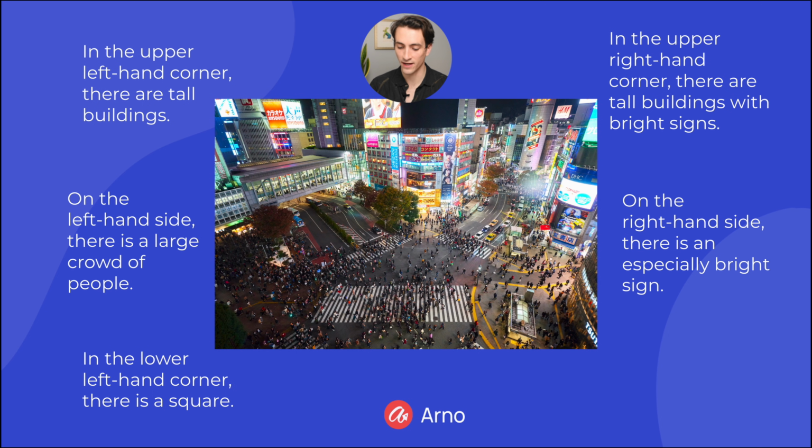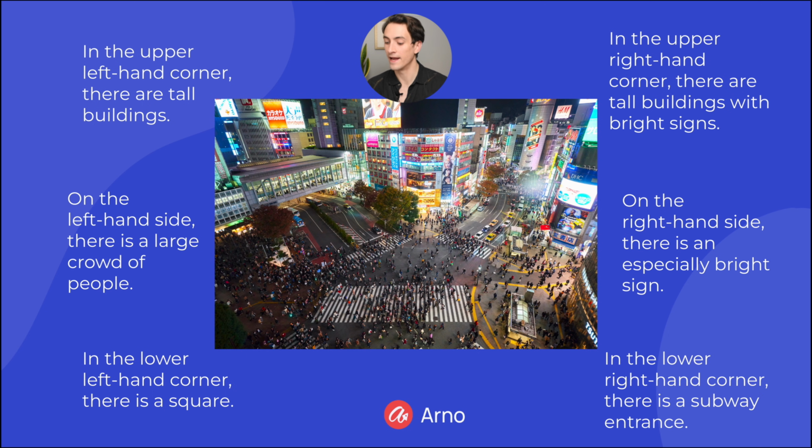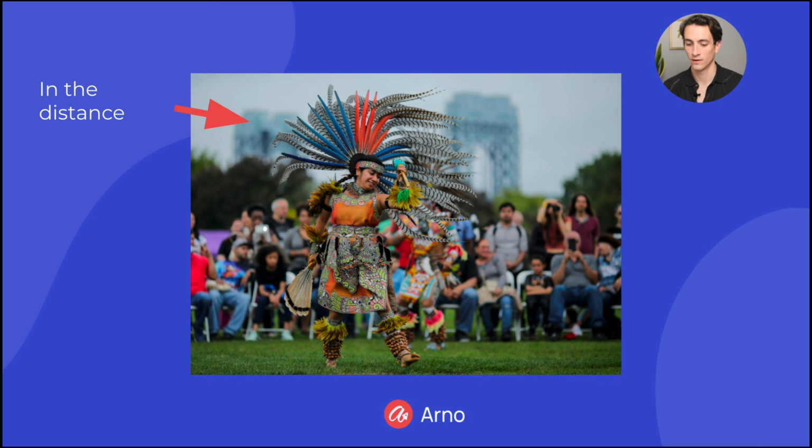In the lower left-hand corner, there is a square. And in the lower right-hand corner, there is a subway entrance. Let's now look at more words that you can use to describe the location of things in an image. These words are a bit more complicated, so I'll provide some more explanation.